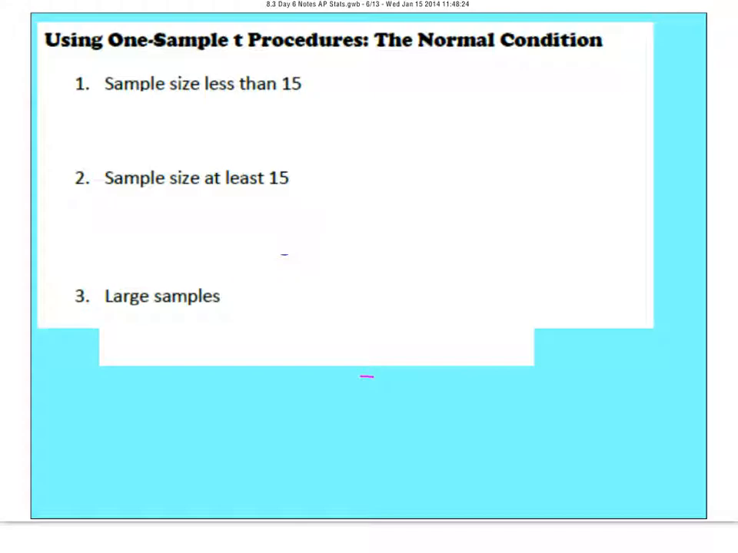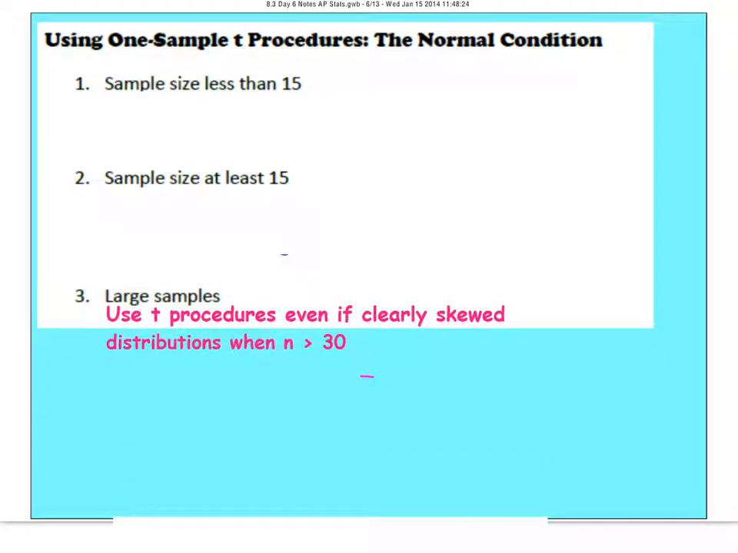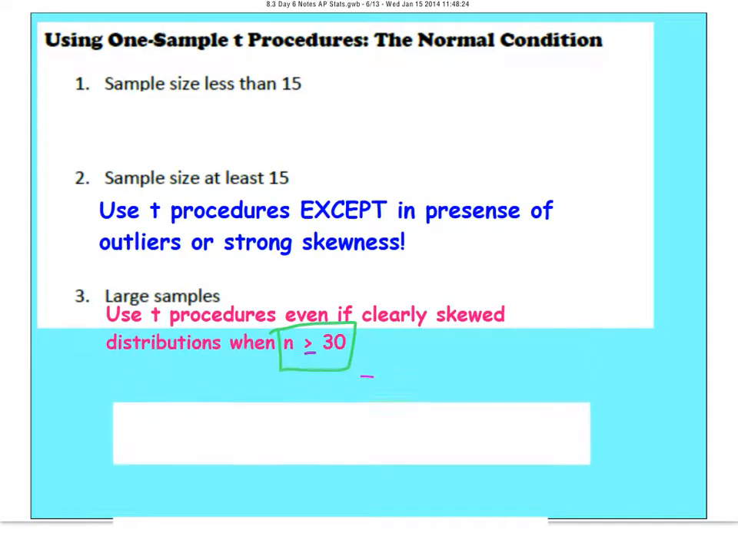Since the t procedures are not robust, we do have to adjust the condition that we check for normality. If we have large samples, in this bottom case here, we use t procedures even if the population looks skewed when the sample size is greater than or equal to 30. So we know even if we're coming from a skewed population or distribution, if our sample size meets this requirement of greater than or equal to 30, we're fine. The central limit theorem says everything is okay. But we have to be cautious for anything under 30. So for this case here, if a sample size is at least 15, what we have to be cautious of is here.